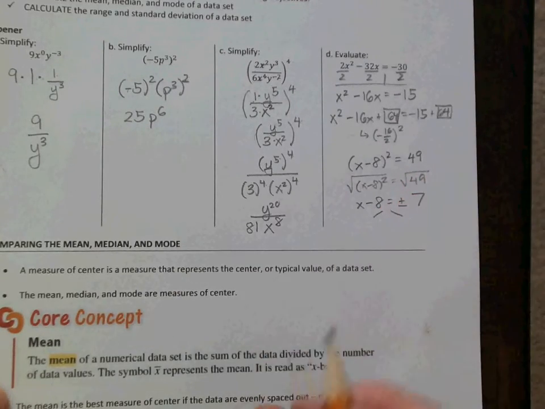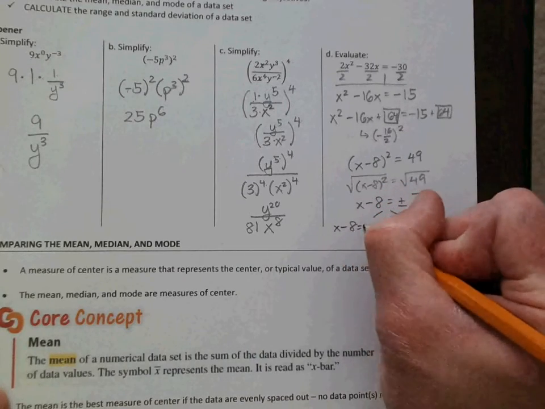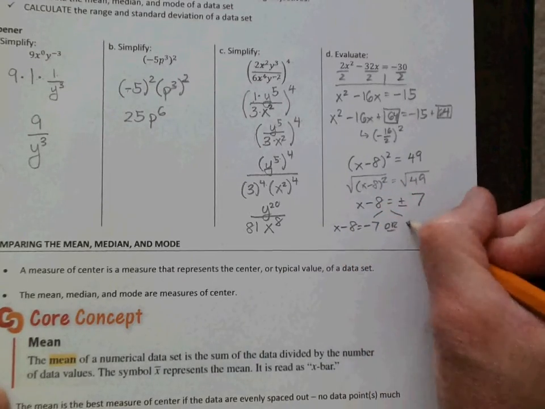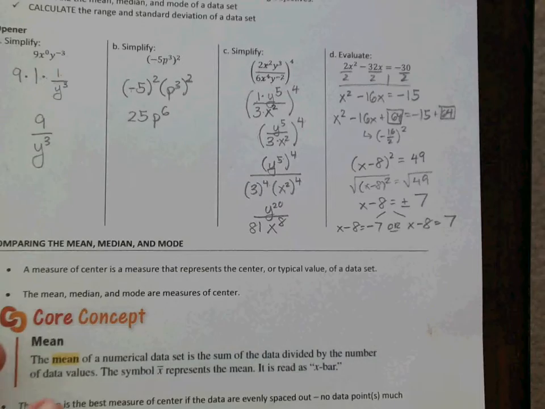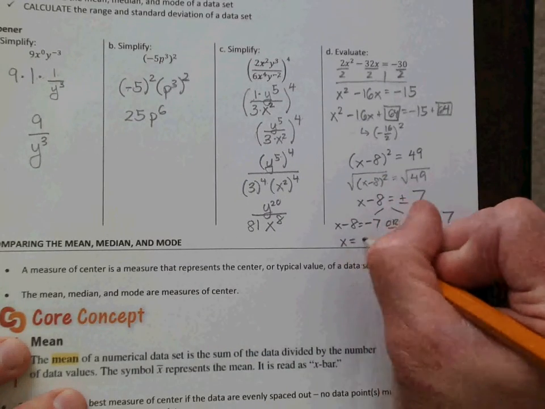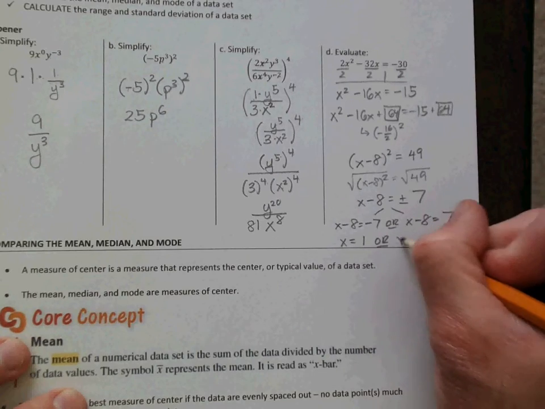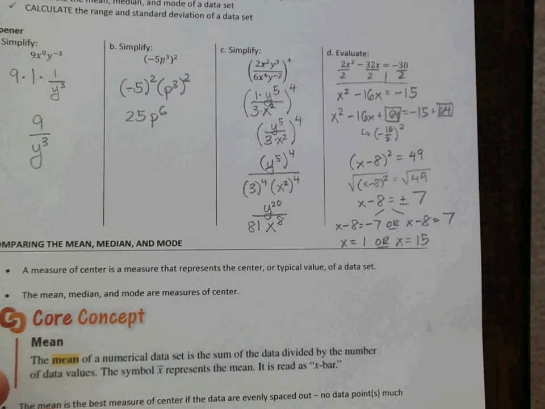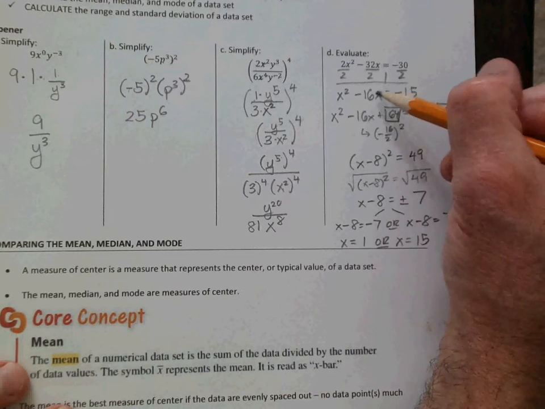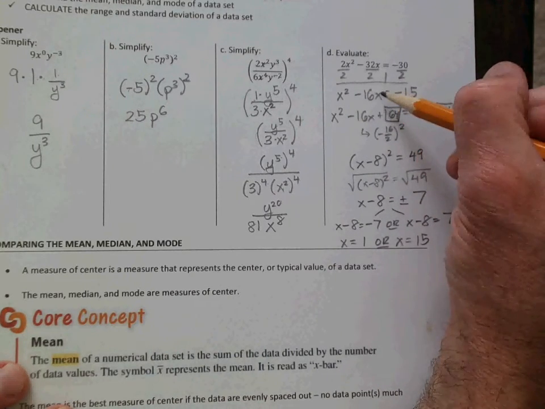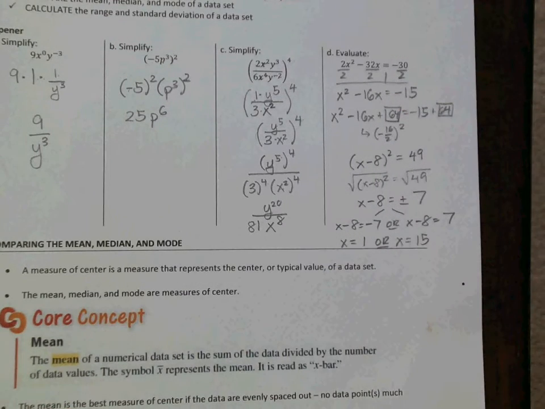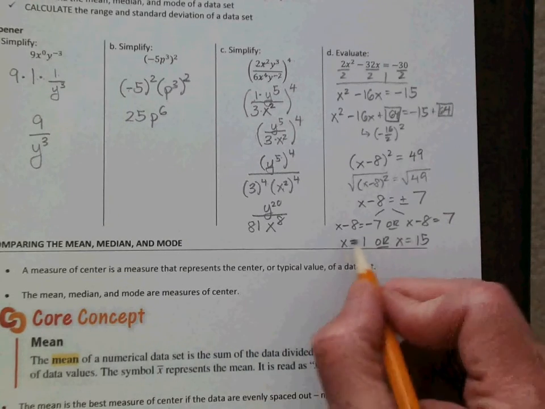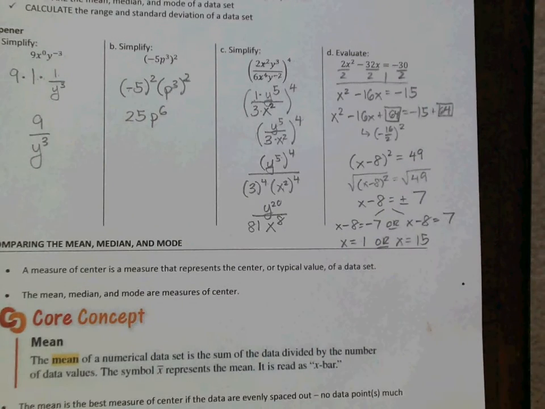So I'm going to consider two cases. X minus 8 is equal to negative 7, or x minus 8 is equal to positive 7. Add 8 to both sides in both cases, and I'm going to get x is equal to 1, or x is equal to 15. And if you had added 15 over here and gotten x squared minus 16x plus 15 equals 0, it would have factored as x minus 1 times x minus 15 equals 0. So you would still get the same solutions. Okay, that is the opener.